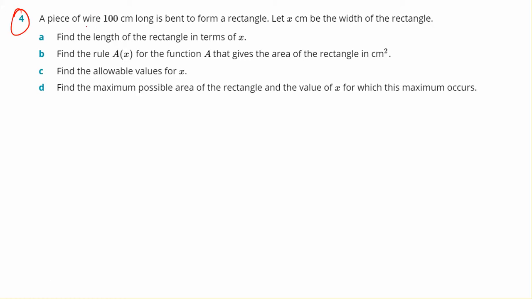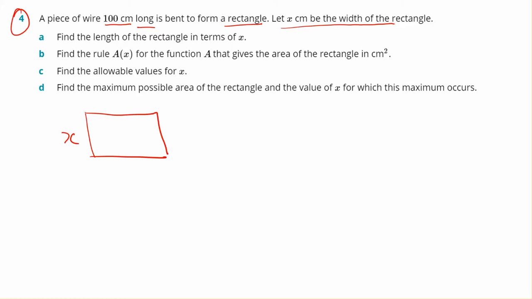A piece of wire 100 centimeters long is bent in the shape of a rectangle. Let x be the width of the rectangle. With these types of problems, it's always important that you draw a diagram because it visually shows you what to put in a label. So we know the width is x centimeters. Find the length of the rectangle in terms of x.